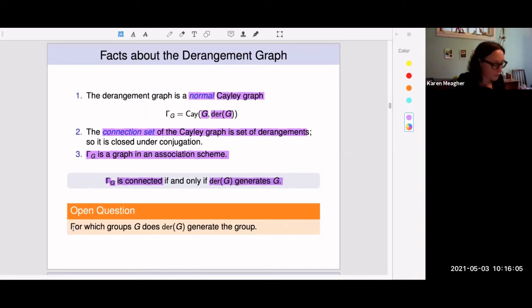So for which groups does the set of derangements generate the group? I think for most groups, the derangements generate the group, but not always.